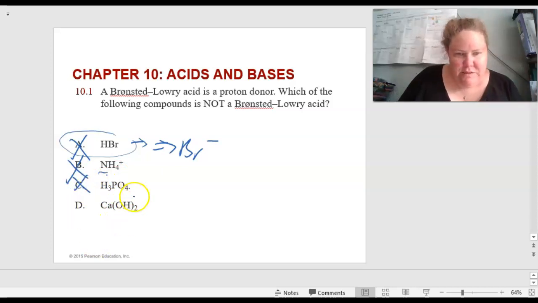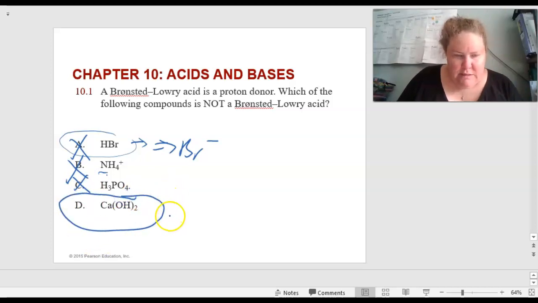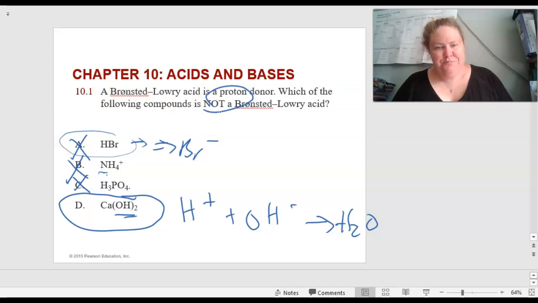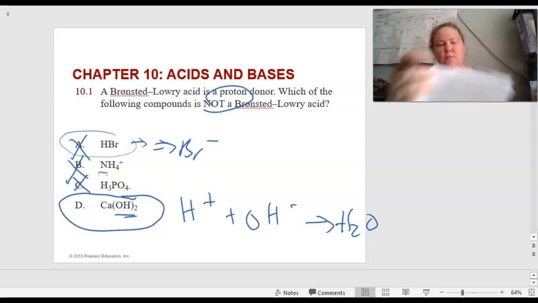So the correct answer is going to be answer D, because the OH here is going to accept the proton from the acids, and then it's going to be forming hydrogen. So basically, you're going to have a hydrogen plus the OH or the hydroxyl group, and then this is going to combine together to make you water. So this one is not going to be a Bronsted-Lowry acid.